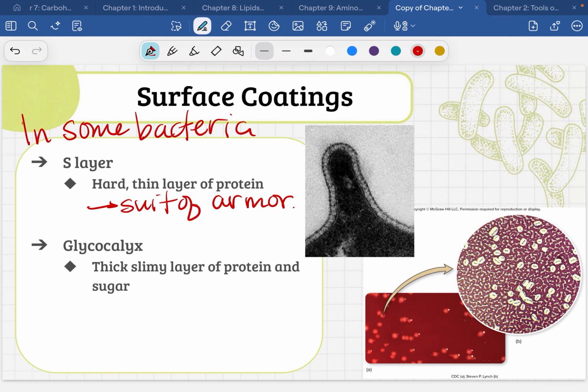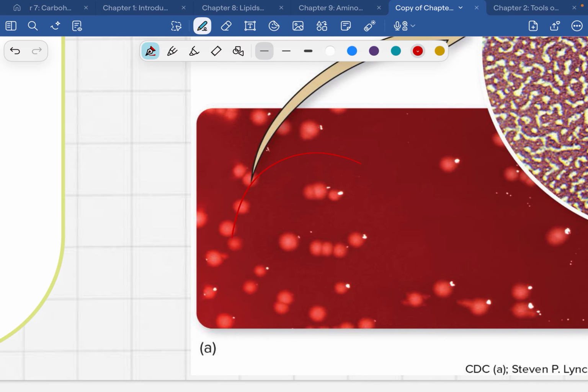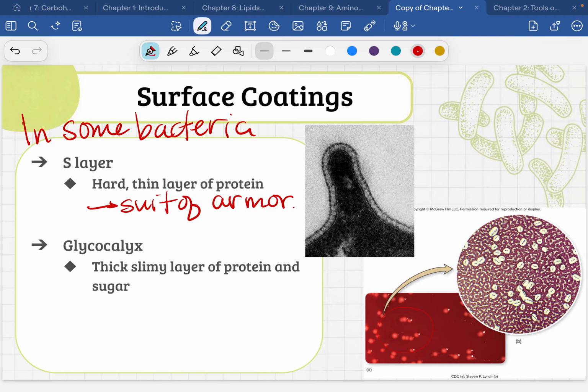And so they have some things that are used to protect them, specifically things like S layers. They're hard, thin layers of protein that basically act like armor. And then another type is something called a glycocalyx. And a glycocalyx is kind of opposite of an S layer. It's a thick, slimy layer of protein and sugar. And it will often make bacteria look very slimy. So this bacteria here growing on a plate is one that produces a glycocalyx. We say that it looks mucoidy or wet or slimy because it's producing that slime layer.